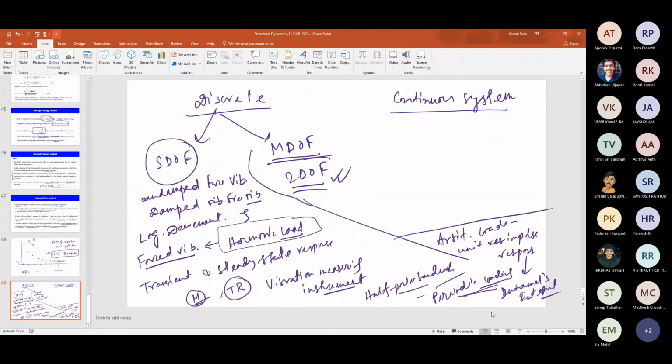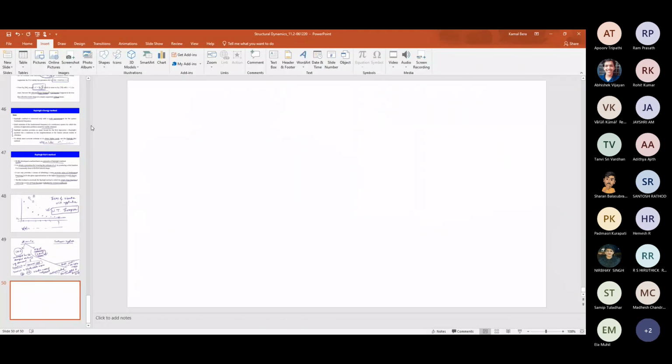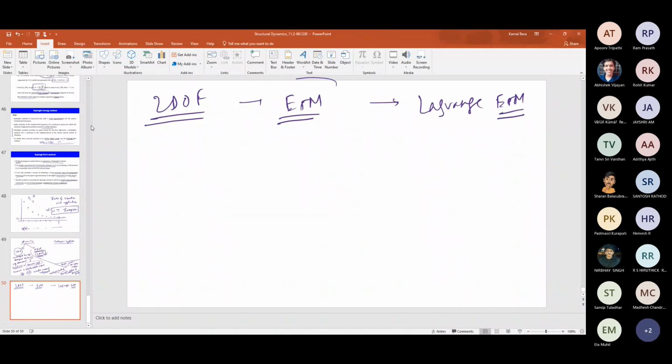So after that, we moved to the 2 degrees of freedom system, which is nothing but a special category of the multi-degree of freedom system, for easy understanding. So in the 2 degrees of freedom system, we first derived how to draw the equation of motion using Newton's law, and later on we learned about the Lagrange equation of motion. Lagrange equation of motion is basically based on the kinetic and the potential energy. So here, the equation of motion using Newton's law is based on the free body diagram, right?